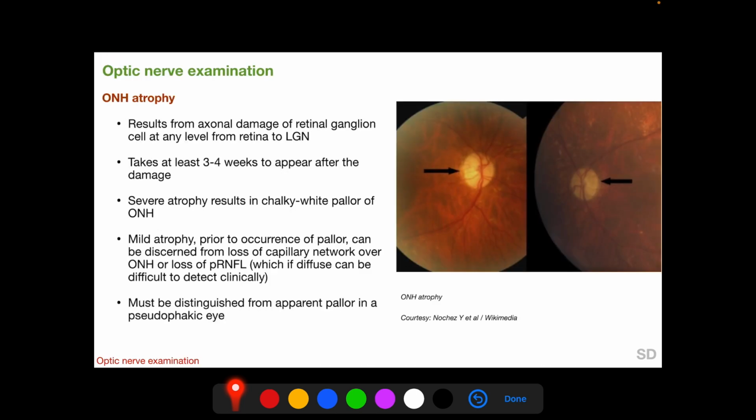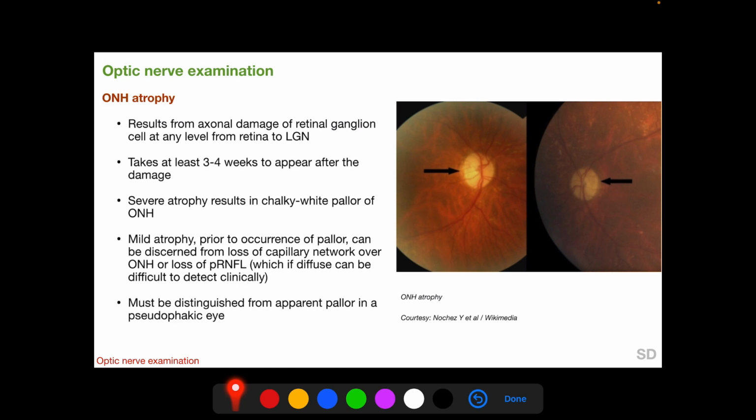Optic nerve examination reveals whether the optic nerve head is atrophic or edematous. Optic nerve head atrophy results from axonal damage of retinal ganglion cells at any level from the retina to the lateral geniculate nucleus. It takes at least several weeks to appear after the damage. The further away the damage occurs from the optic nerve head, the more time is required for the optic nerve head to appear pale.